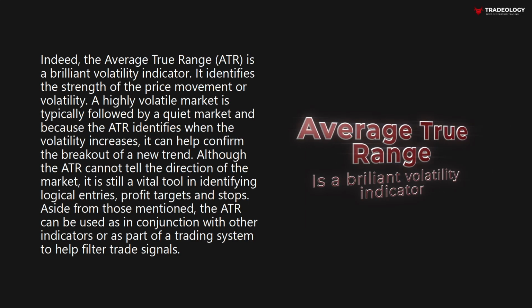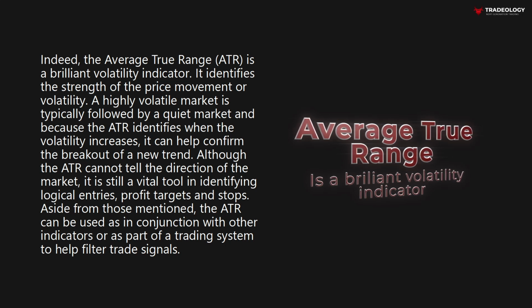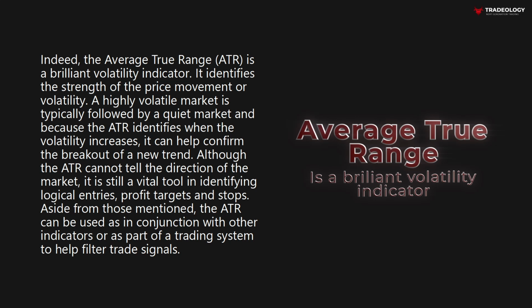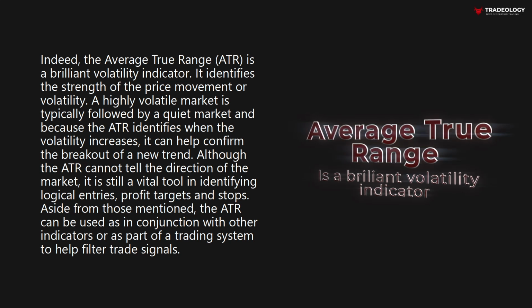Indeed, the average true range, ATR, is a brilliant volatility indicator. It identifies the strength of the price movement or volatility. A highly volatile market is typically followed by a quiet market, and because the ATR identifies when the volatility increases, it can help confirm the breakout of a new trend. Although the ATR cannot tell the direction of the market, it is still a vital tool in identifying logical entries, profit targets, and stops. Aside from those mentioned, the ATR can be used in conjunction with other indicators or as part of a trading system to help filter trade signals.